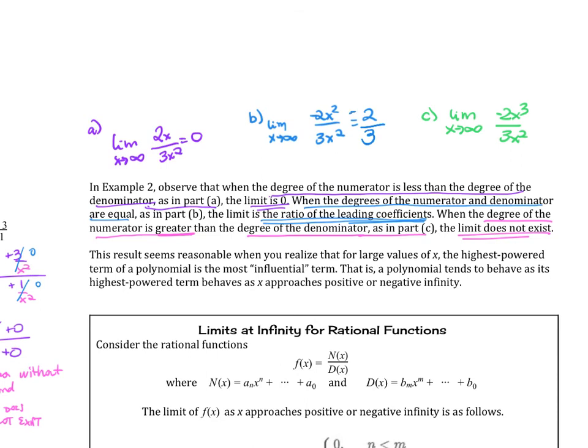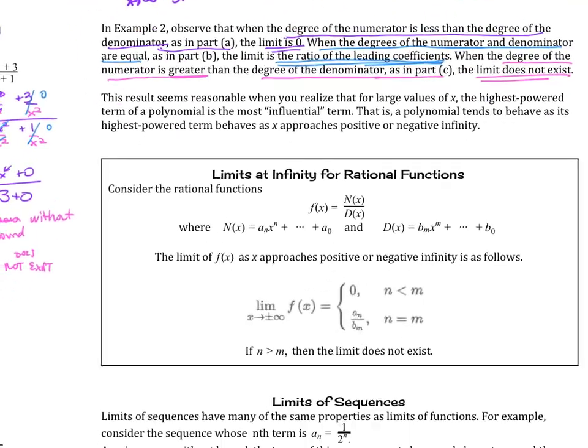Then, when the degree of the numerator is greater than the degree of the denominator, as in example C, we know that the limit does not exist. Okay, so this is very handy for evaluating limits at infinity for rational functions.